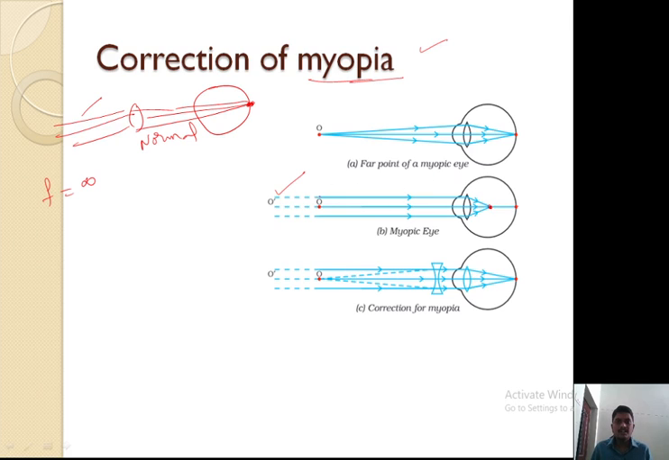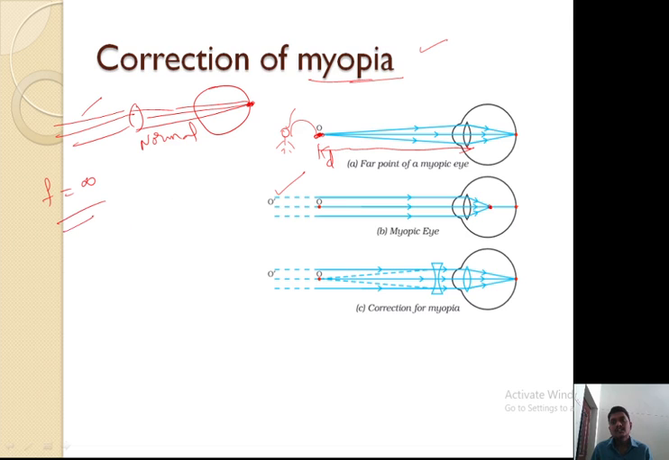But this person who is suffering from myopia can see the object clearly and distinctly up to a certain distance. If you place an object beyond this distance, for example if any person is standing beyond this distance, he cannot identify that person. So this is called the far point. Up to this distance only the person can see the object clearly. After this distance he cannot see that object clearly and distinctly. This is called the far point.